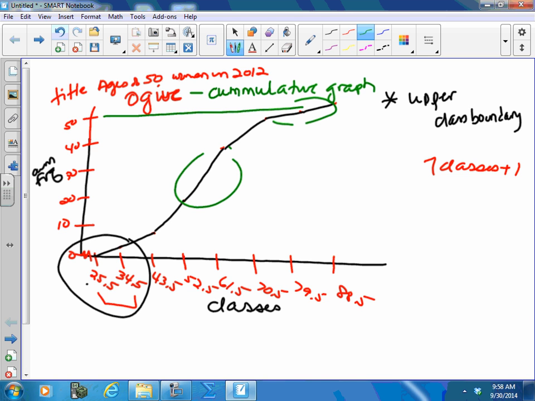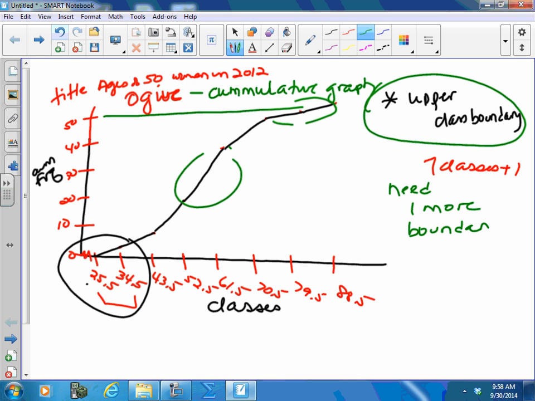You write yourself a little note. You're going to use your upper class boundary, and you're going to need one more boundary on the left. This is actually the lower class boundary of your first class. So 25. Where'd you get 25.5 is, look, it's your lowest boundary.